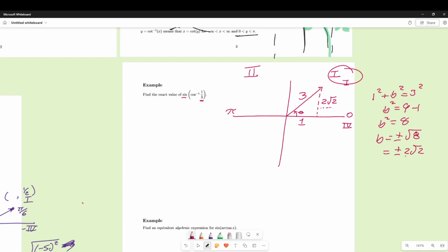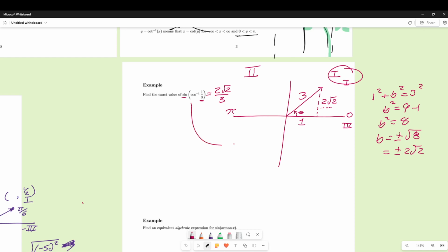So be very careful about that. So what is the sine for an angle that builds this triangle? Well, it's y over r, so 2 square root of 2 over 3.